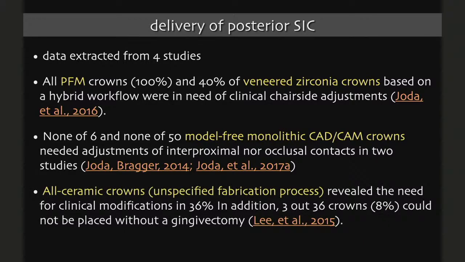The last one I don't want to go into detail about, because the fabrication process was not really specified, so we can't say anything about the reason why we need to adjust it. But as shown here, in 3 out of 36 crowns, they could not be placed without a gingivectomy. So maybe there's also soft tissue that prevents the implant crowns from being properly seated.